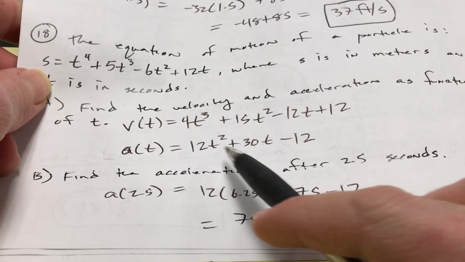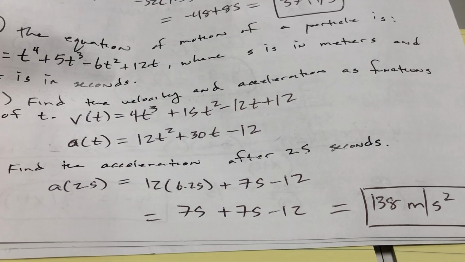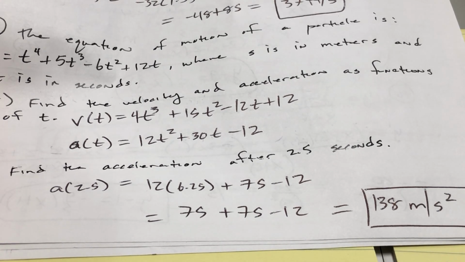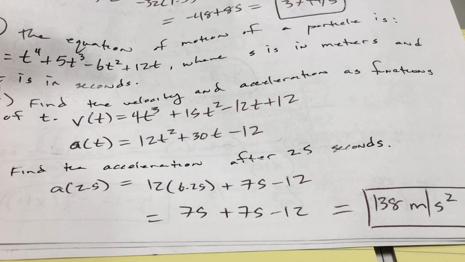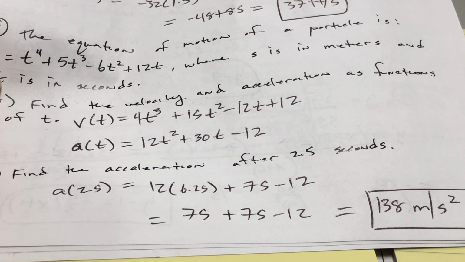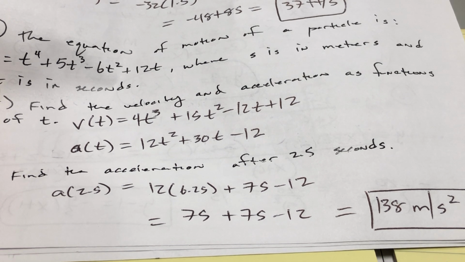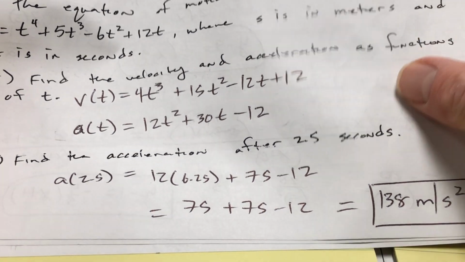I take my acceleration function, 12t squared plus 30t minus 12, and plug 2.5 in for t. All right, I get 138 meters per second squared. Hopefully, a relatively easy page.